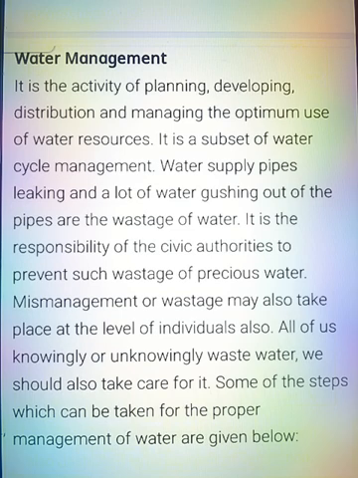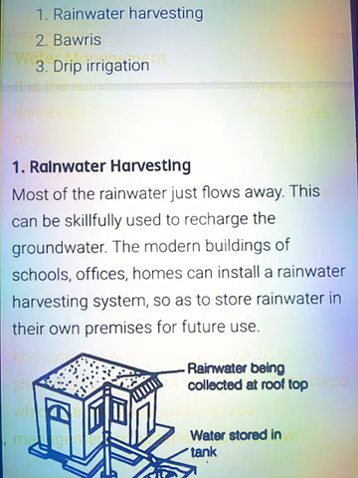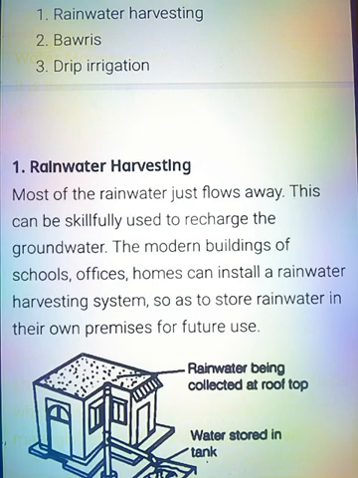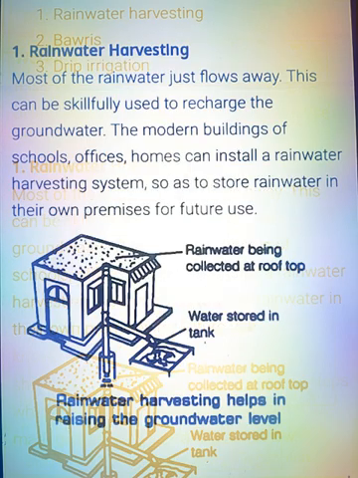Mismanagement or wastage may also take place at the level of individuals. All of us knowingly or unknowingly waste water. We should also take care of it. Some of the steps which can be taken for the proper management of water are given below: rainwater harvesting, bawris and drip irrigation.